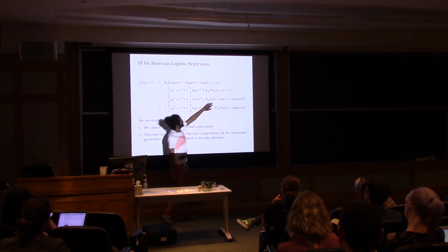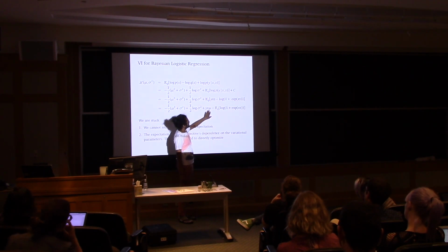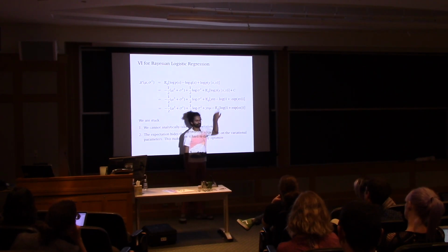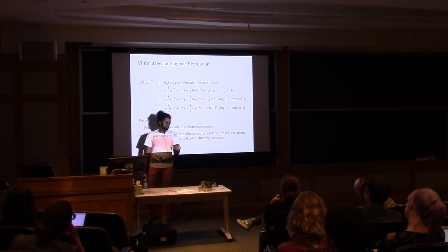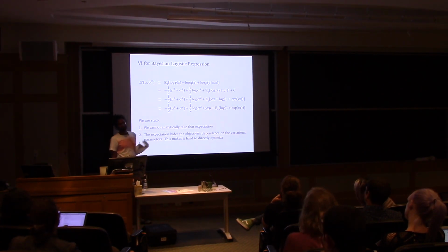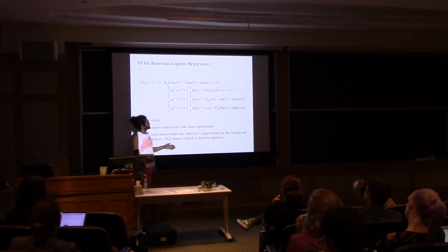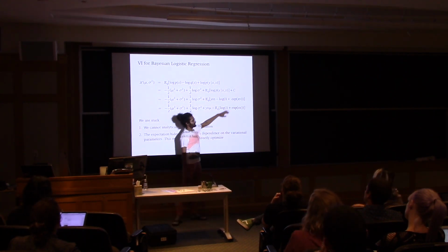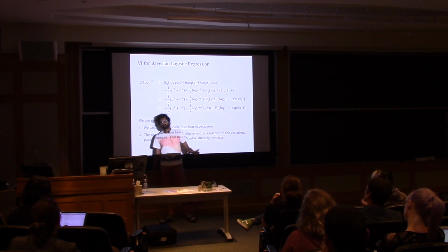And then we can take this expectation here because we know it's Gaussian. But with this last term, we're stuck. And by being stuck means that we can't analytically take that expectation. There's no nice mathematical form to do this. And we need to do it because if we change the parameters, the value of this expectation will change and the objective will change.